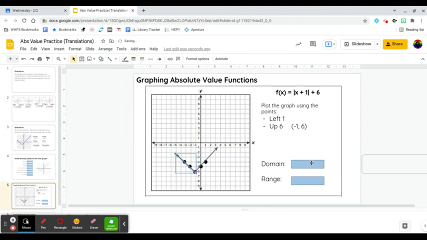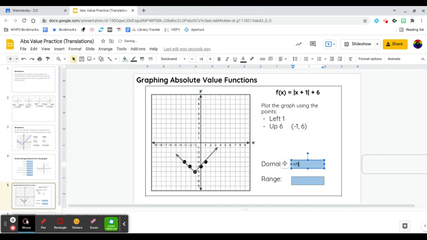Cool. So this is going to be infinitely wide, so our domain is all real numbers. The lowest this graph goes is -6, so our range is y values greater than or equal to -6 for this one. Let's try one more graphing.